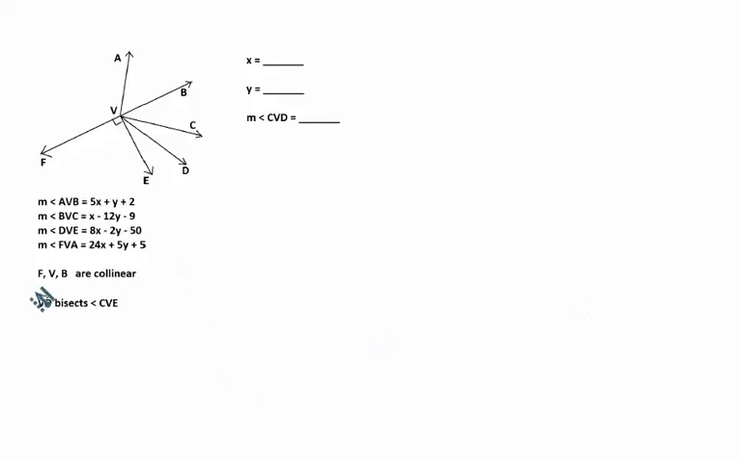When we're approaching this kind of problem, the first thing we're going to do is label the figure with what we know. So AVB is 5x plus y plus 2. BVC is x minus 12y minus 9. Try to write as organized and as neatly as possible. DVE is 8x minus 2y minus 50. And FVA is 24x plus 5y plus 5.